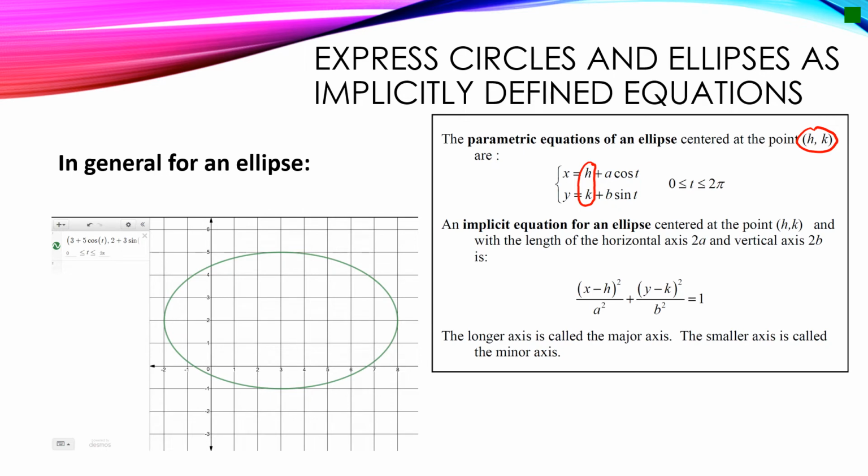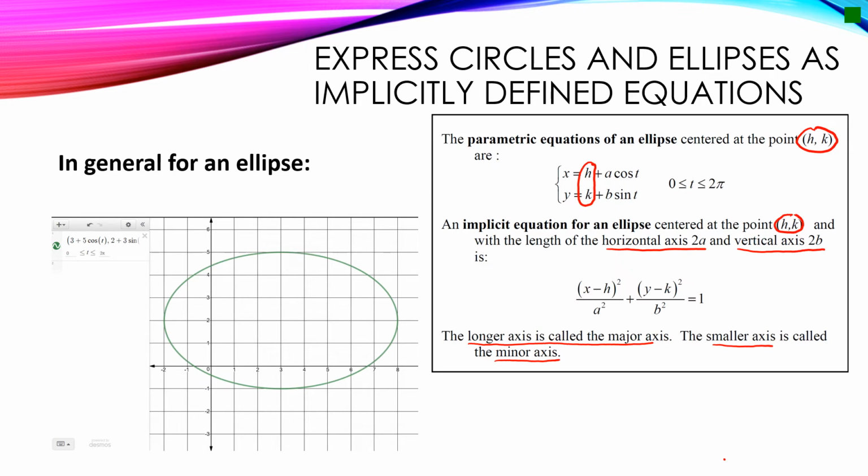In other words, you might think of it as the horizontal radius was different than the vertical radius. An implicit equation for an ellipse centered at the point h, k, and with the length of the horizontal axis as 2a and the vertical axis as 2b, is given by x minus h squared over a squared plus y minus k squared over b squared equal to 1. The longer axis is called the major axis, and the smaller axis is called the minor.